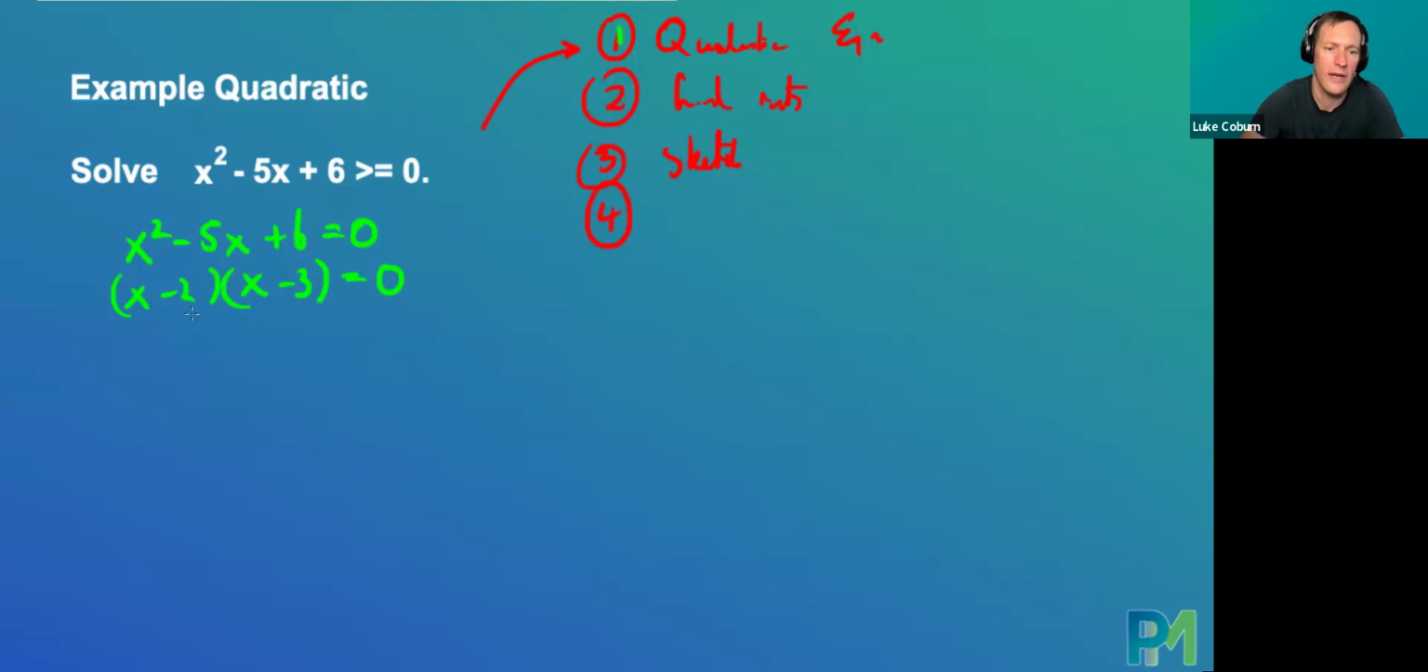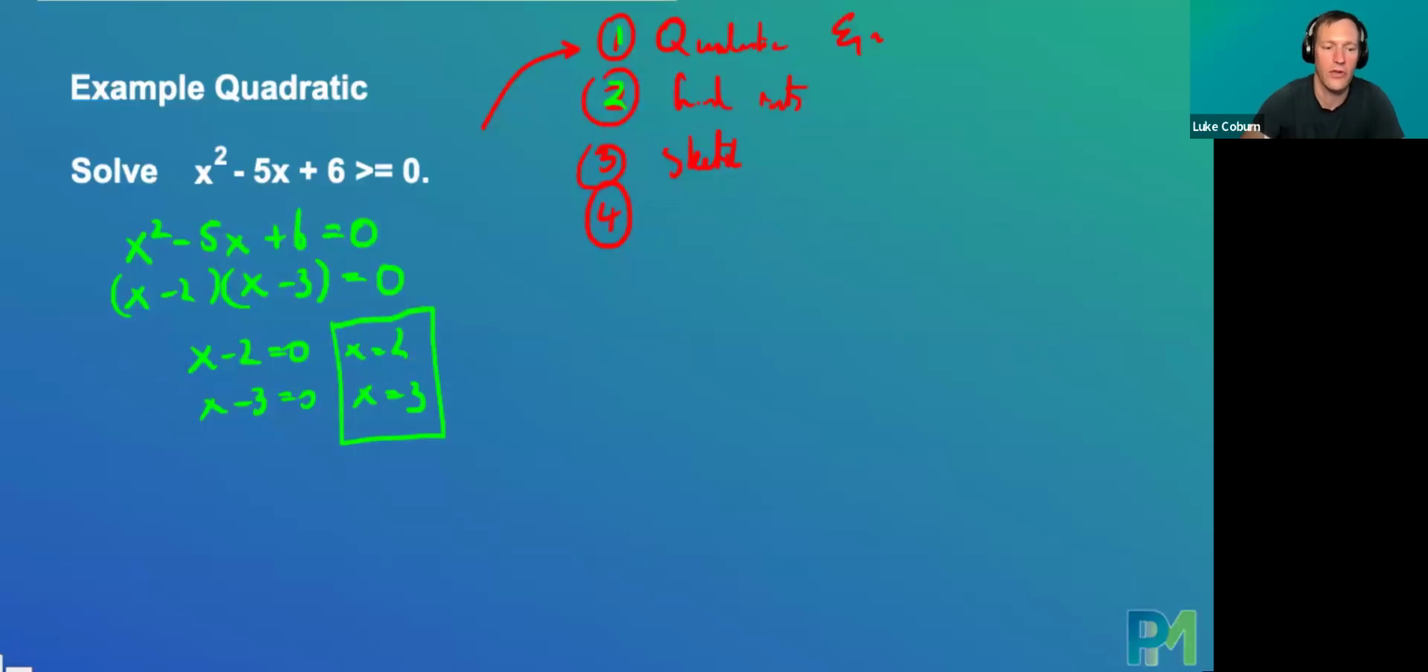And here we can immediately say, okay, we have this thing multiplied by this thing equal to 0. So either the first thing is equal to 0 or the second thing is equal to 0. So then we have x is equal to 2 or x is equal to 3. And these are the roots. So that's step 2, though. These are the roots, and we just found them. Now we go to sketch.